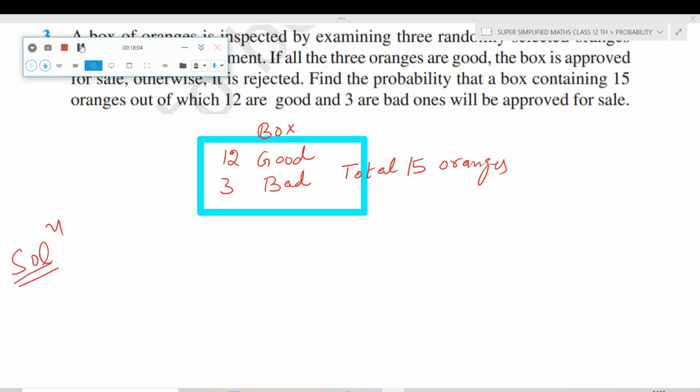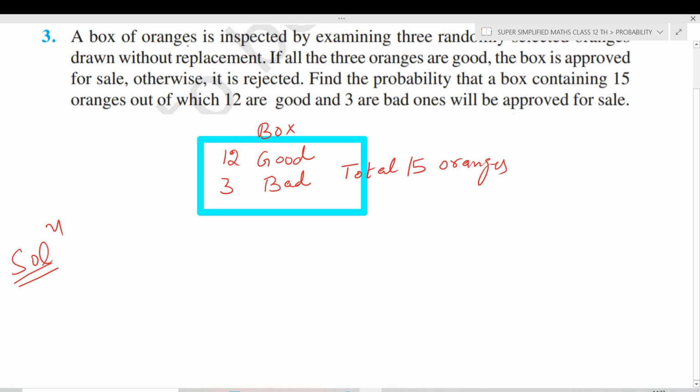Now let us read question number 3 of exercise 13.2. A box of oranges is inspected by examining three randomly selected oranges drawn without replacement.